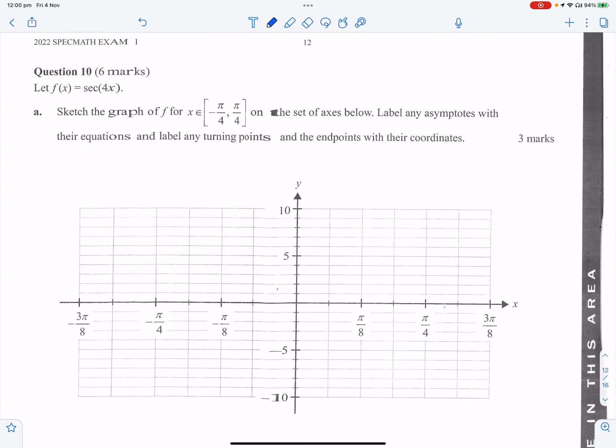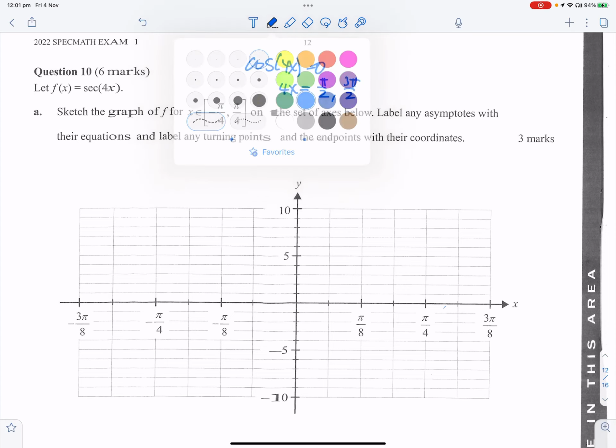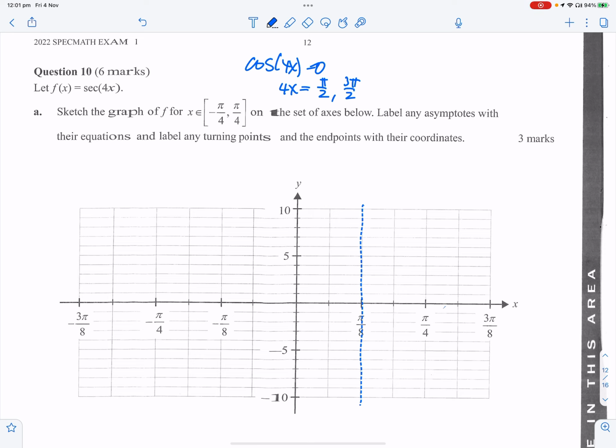Okay, sketch the graph of sec 4x. So if I said cos 4x equals 0, we know that 4x would equal pi on 2, then 3 pi on 2. So we get pi on 8 is our first asymptote. And the next one would be 3 pi on 8, but we only want to graph it to pi on 4, so we don't need to worry about that. The other one's going to be here.